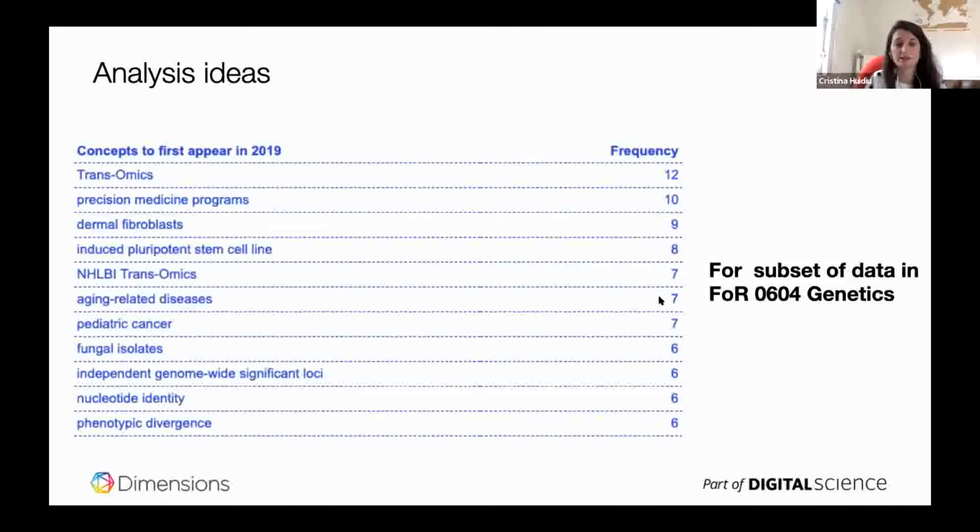And some other analysis idea for a subset of data in one of the FORs, the fields of research, in this case genetics, which are the trending concepts that have first appeared in 2019. So as you will see here, there are words that exist. They weren't just invented in 2019, but it was the first time that they appeared in the context of genetics. That part was quite interesting to see.